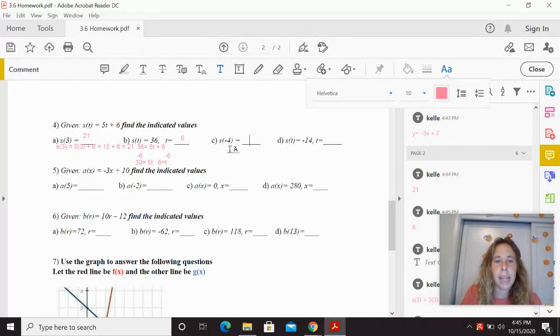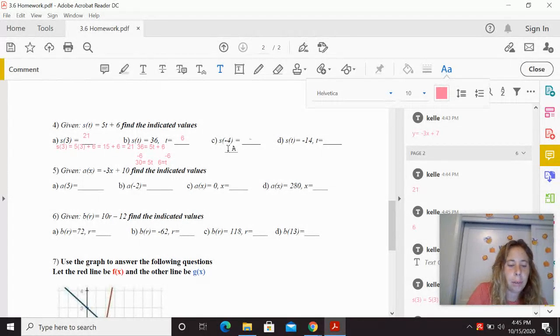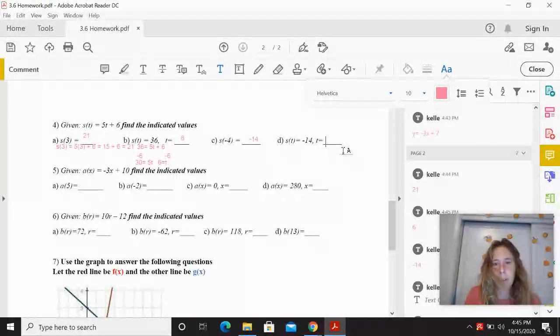Okay, same thing as a. You're going to substitute negative 4 in for t. So 5 times negative 4 is negative 20. Plus 6, negative 14. This one, once again, they tell you S of t equals negative 14. So you're going to substitute negative 14 in for S of t, and then you would solve it for t. Or you can just look at what we just did. When S of t equals negative 14, t is negative 4.